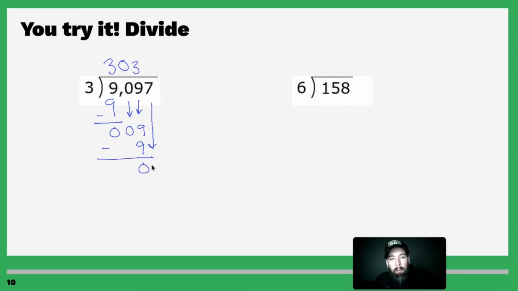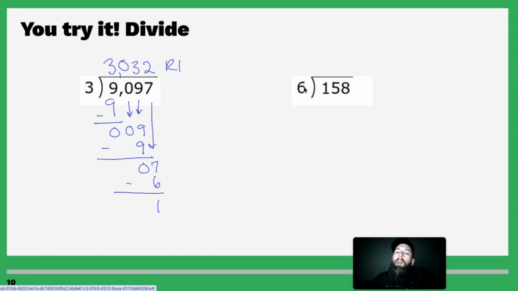Drop down the 7. 3 goes into 7 2 times. 2 times 3 is 6. 7 minus 6 is 1. So you have a remainder of 1 since we're out of digits. My answer is 3032, remainder 1.